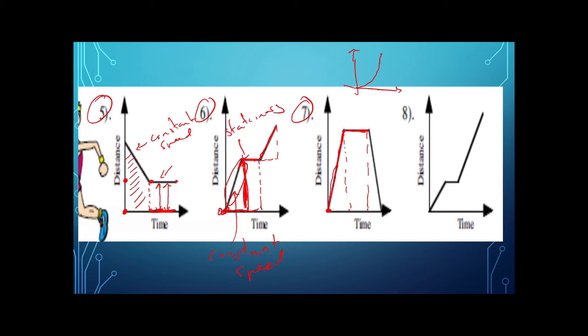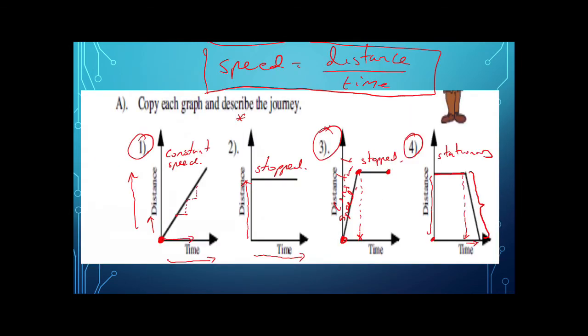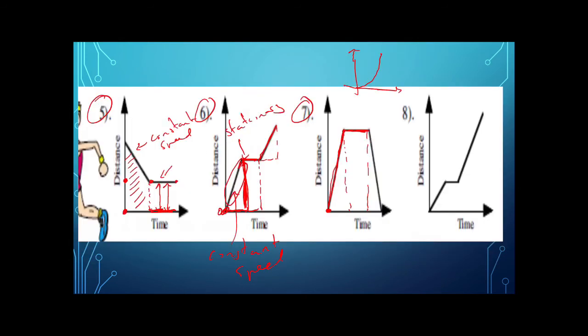Then we are stationary. We're stationary at a certain distance. For example, we might be visiting some friends.